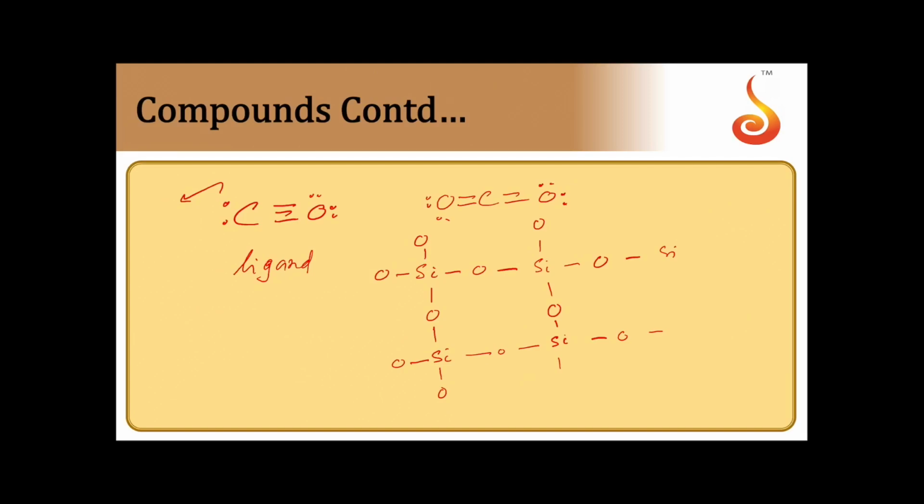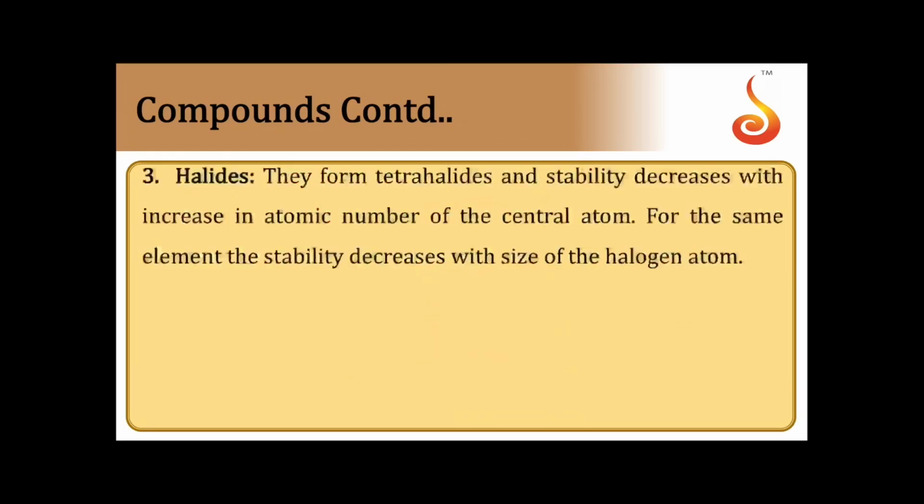And it goes on again, one more silicon here. It extends, and so on and so forth. The structure extends, so silica is a solid structure. It has a tetrahedral structure. All silicon atoms are tetrahedrally bonded to 4 oxygen atoms. So we have a tetrahedral structure.